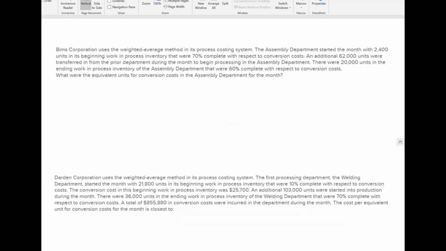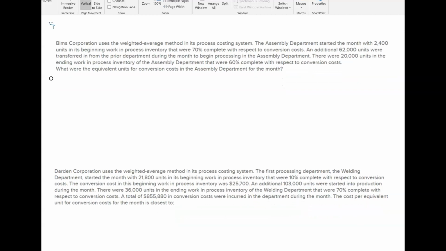Okay, let's go on to number 7. Number 7 starts chapter 4. And in this one, we are asked to find the equivalent units for conversion costs for the assembly department. We're going to have to first calculate the units transferred. So let me get that started here.